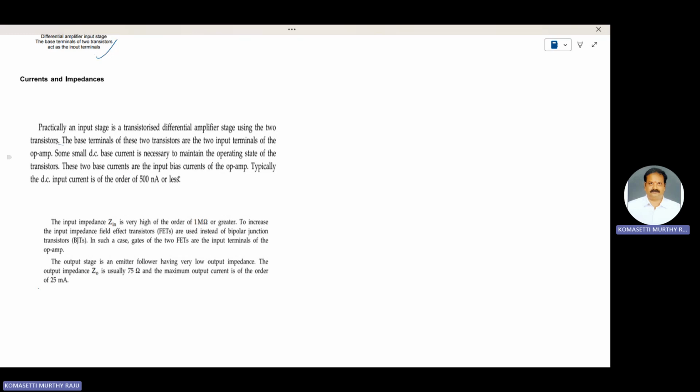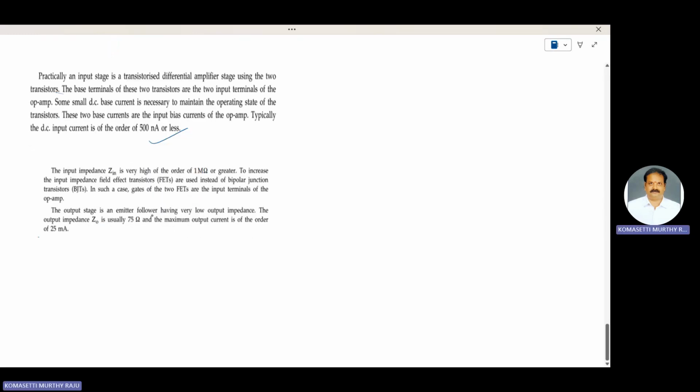These two base currents are the input bias currents of the op-amp. Typically, the DC input current is of the order of 500 nanoamperes. The input impedance Zin is very high, of the order of 1 megaohm or greater. To increase the input impedance, field effect transistors are used instead of bipolar junction transistors. In such a case, the gates of the two FETs are the input terminals of the op-amp. The output stage is an emitter follower having low output impedance. The output impedance Z0 is usually 75 ohms, and the maximum output current is of the order of 25 milliamperes.